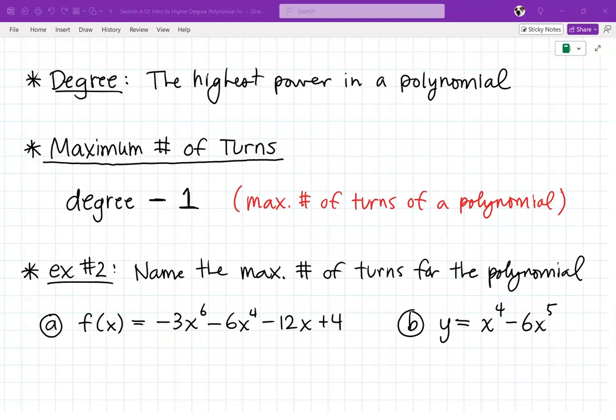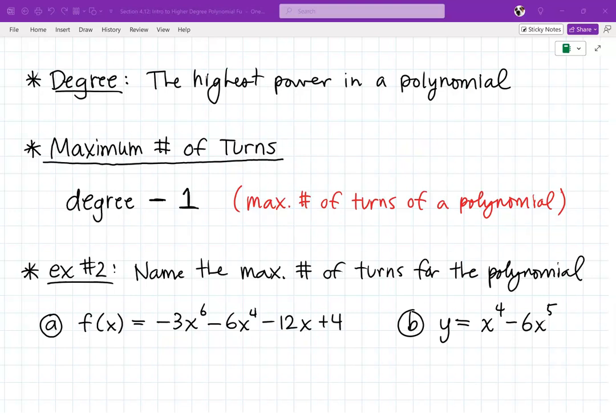So when I ask you what's the degree, you're going to look for the highest power, and that's the number you're going to tell me. Okay? So degree, the highest power in a polynomial. And then they're going to ask you how many turns does the graph of this function have? So how many times is it going up and down, etc. The way you figure that out is you figure out the degree and you subtract 1. Okay? So the degree minus 1. That's the maximum number of turns that a polynomial can have, the maximum number of changes in direction.